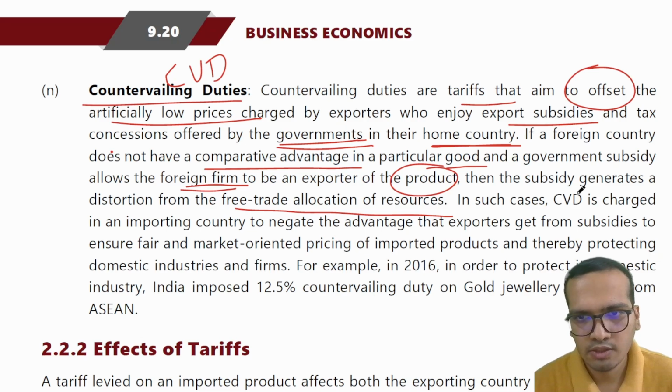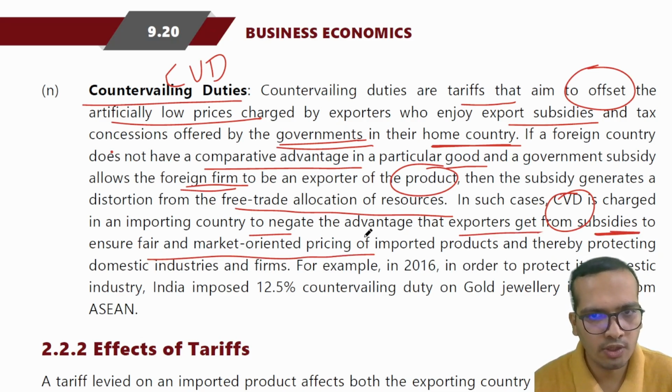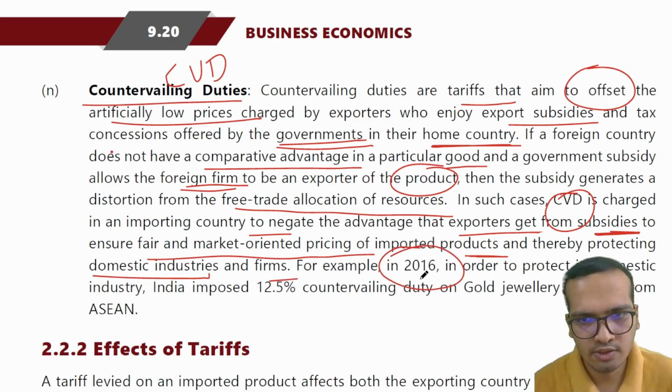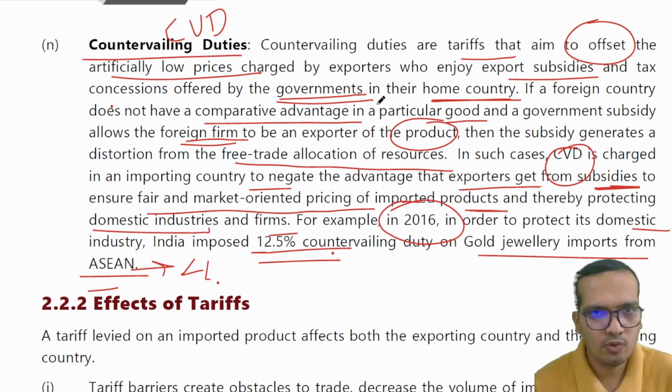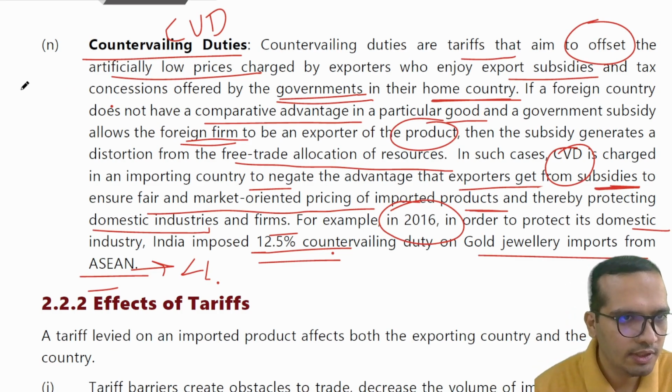In such cases, CVD is charged in an importing country to negate the advantage that exporters get from subsidies to ensure fair and market oriented pricing of imported products and thereby protecting domestic interests and firms. For example, in 2016, in order to protect domestic industry, India imposed 12.5% CVD, that is countervailing duties, on gold jewelry imported from एशियन. का फुल फॉर्म कमेंट करना. सिंपल बताओ इसका शॉर्ट में लॉजिक क्या है, कि इसे अभी मैं बताता हूँ.